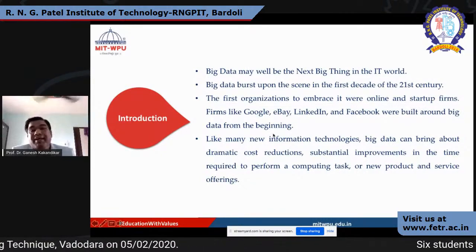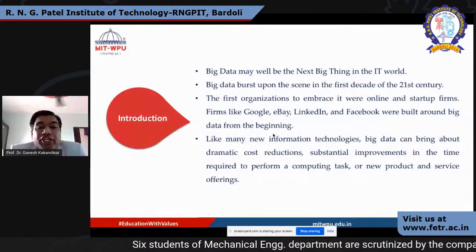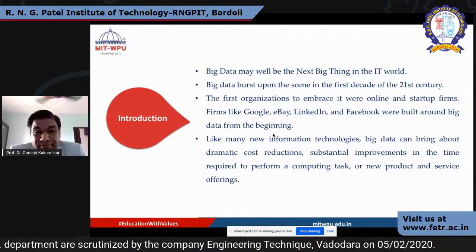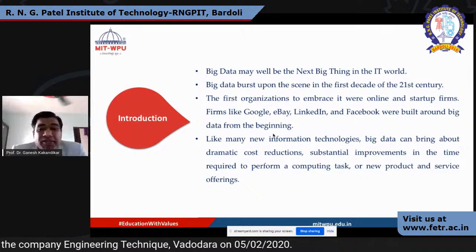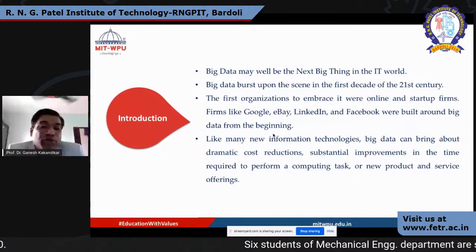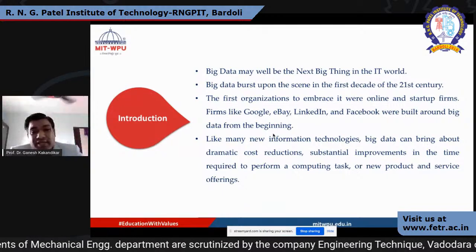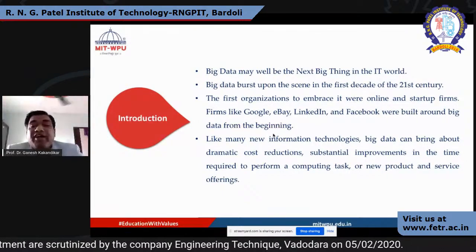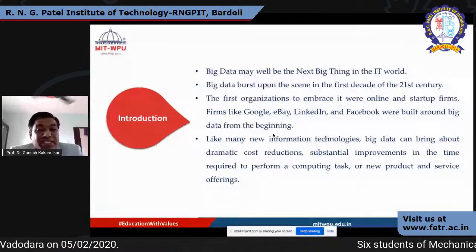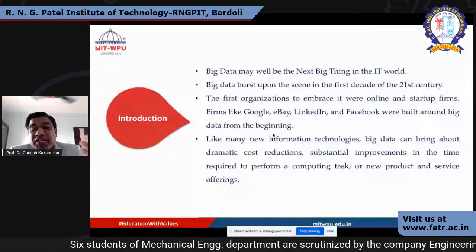Now, companies like Google, eBay, LinkedIn, and Facebook first identified that they needed to handle such an enormous amount of data, and the concept of big data came into the market. The new information technologies with which we are now working, just like now when I connected to you, we are working with information technology only. So big data can help us in handling this enormous amount of data, which will result in cost reductions. It will also help us make substantial improvements in time, and our computing tasks will be easy.